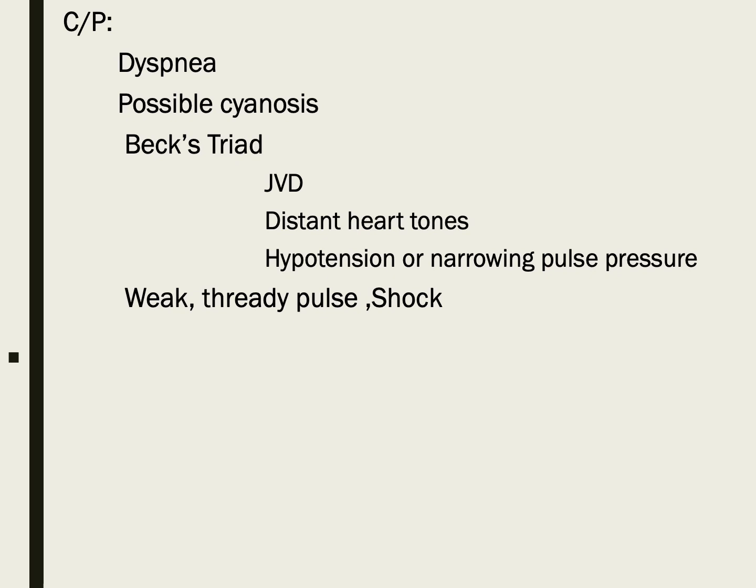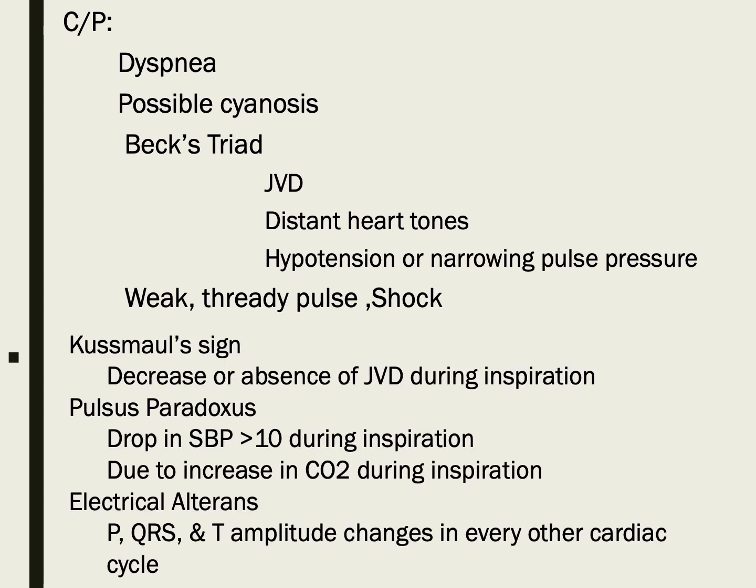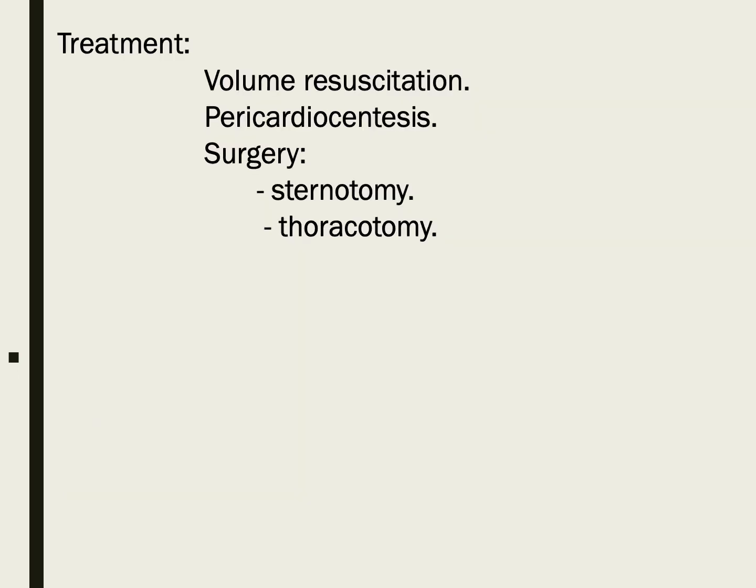The patient will have dyspnea and cyanosis and will present with what we call Beck's triad, which is important. This is the triad of jugular venous distension, distant heart sounds, and hypotension or narrow pulse pressure. There's also Kussmaul's sign, which is distension of the neck veins during inspiration instead of collapse. There's pulsus paradoxus, which is a drop in the systolic blood pressure of more than 10 millimeters of mercury during inspiration. And there are also some arrhythmias on the ECG. So the treatment is resuscitation and pericardiocentesis until taking the patient to theater. The definitive procedure is surgical exploration, whether sternotomy or thoracotomy, to relieve the pericardial tamponade.